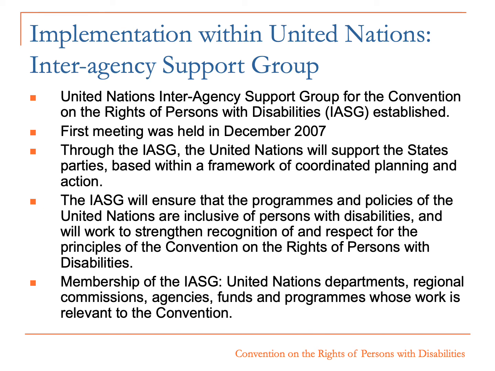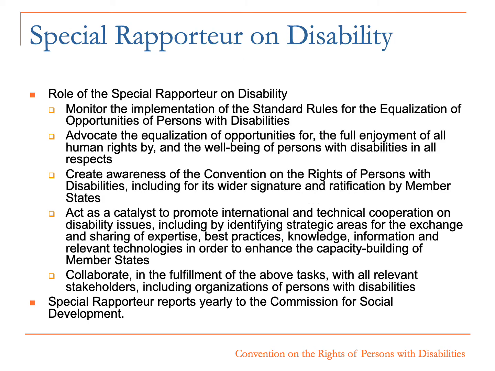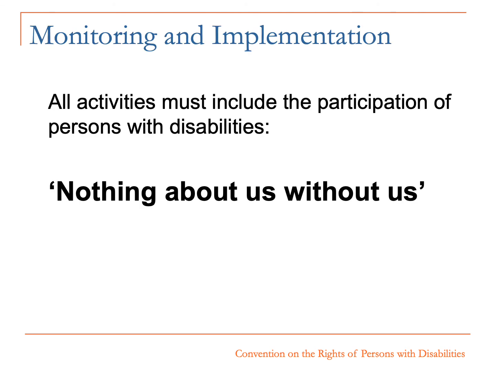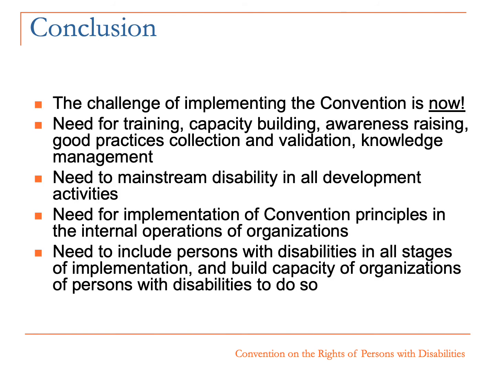Implementation in these frameworks really must look at accessibility and quality control, and how we can improve these contexts. And the key point here is nothing about us without us. That inclusion really demands that people with disabilities are at the center and the front of these movements and developments. So the challenge of implementing the convention is right now, and it's ongoing. The need for training, capacity building, awareness raising, and good practices collection and validation, knowledge and management are all really key considerations. And we see this in our work in a very big way on a day to day basis.